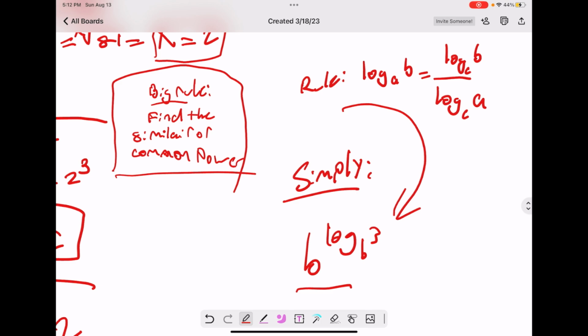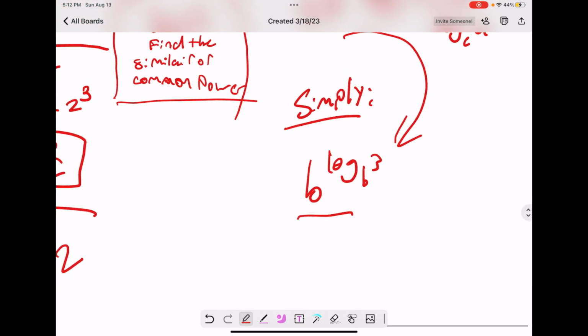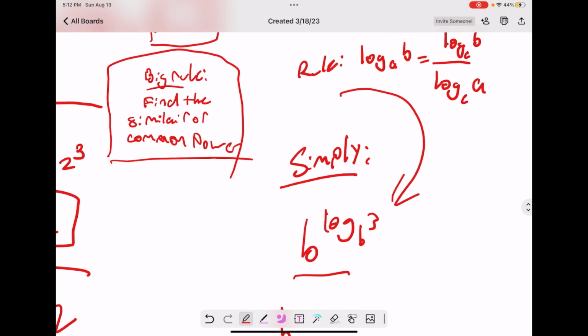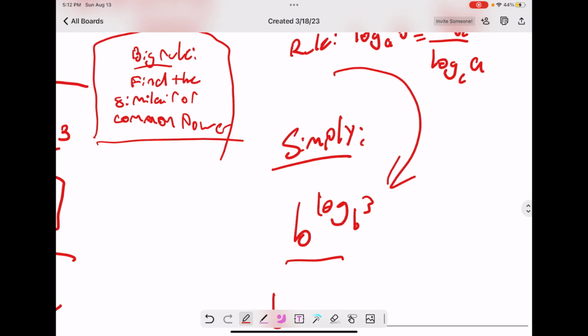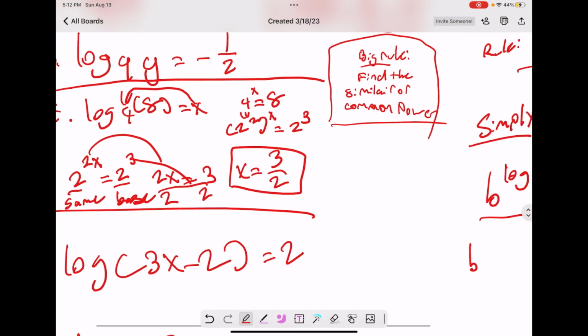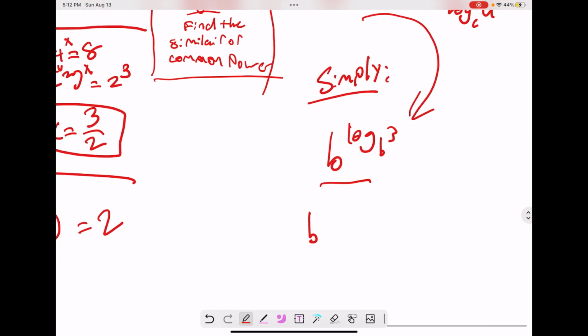And likewise, there are other rules you can apply as well. Okay, so we rewrite this, remember b, and then we use this rule. So this is log base b of 3. Oh wait, actually, was this the original equation? I think so. So we get log base b of 3.